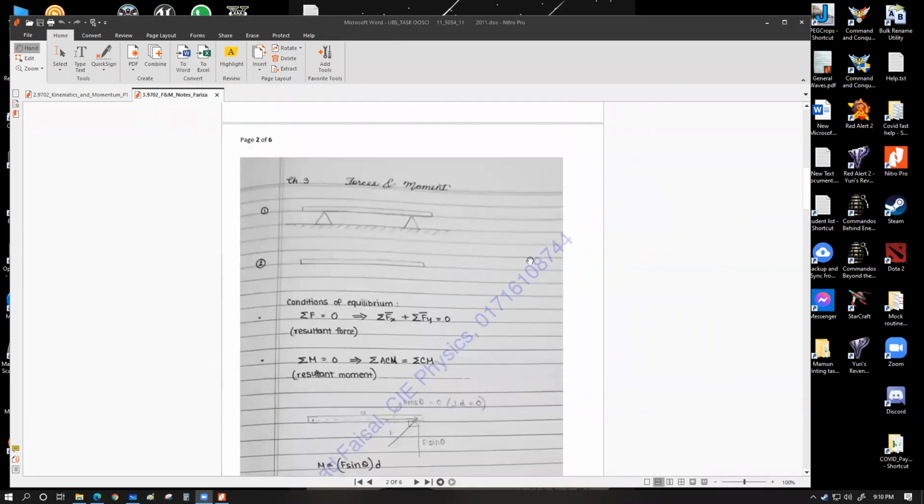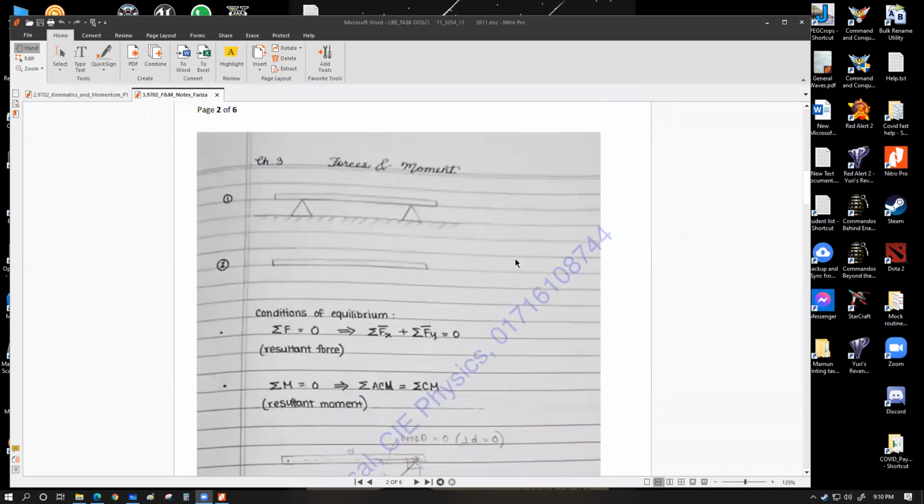We're starting the third chapter of the syllabus, third worksheet to be precise. The heading is forces and moment. We're going to talk about equilibrium cases and how we can achieve equilibrium and how moment can be further used for our benefit for calculation and for observation, and so on and so forth.